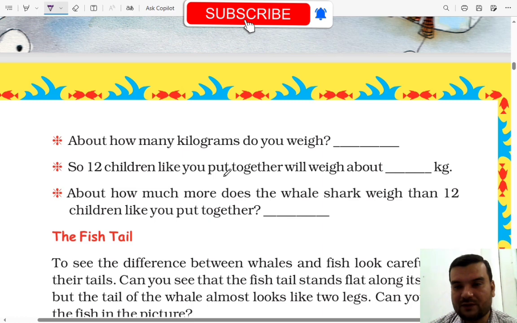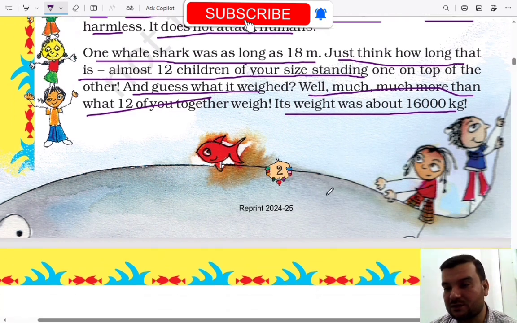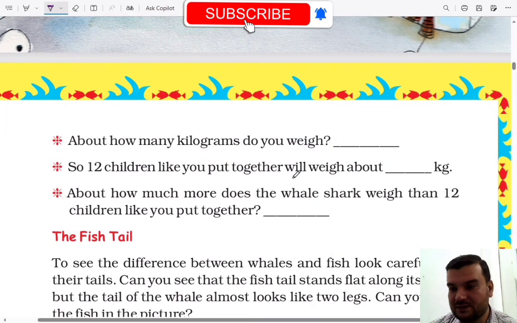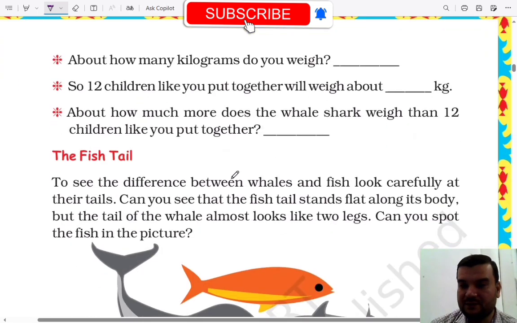So 12 children like you put together will weigh about, suppose if you take 30 kg, 30 multiplied by 12. About how much more does the whale shark weigh than 12 children like you put together? As the weight of the shark given here is 16,000 kg, it asks what is the difference between the whale shark's weight and your 12 children's weight. Okay, so you have to show it after subtracting the weight.